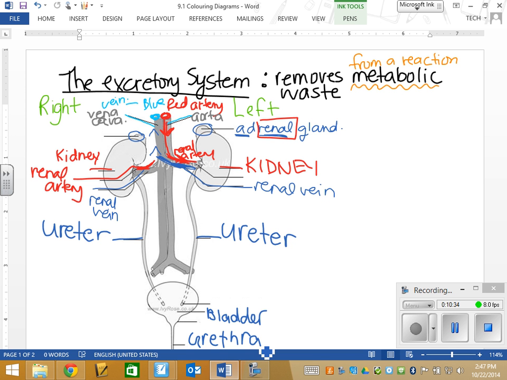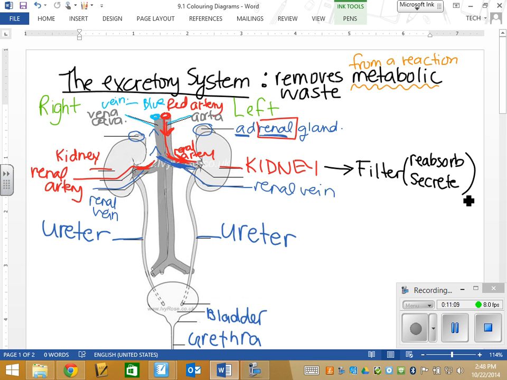Now, if we talk about functions of these parts that we've just labeled, your kidney's function is mainly to filter. It's going to filter waste out of your blood and put things that you want to get rid of in your urine, take back things that you don't want to have in your urine. So as part of the filtering process, it will reabsorb and it will secrete.